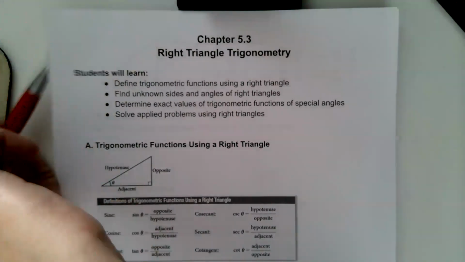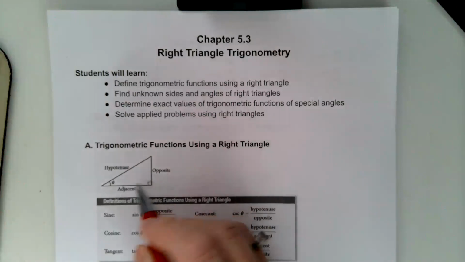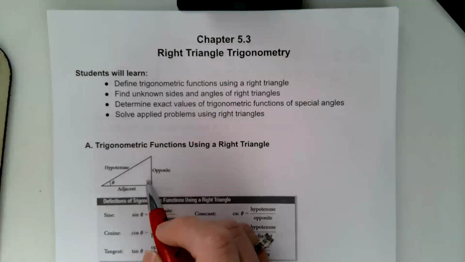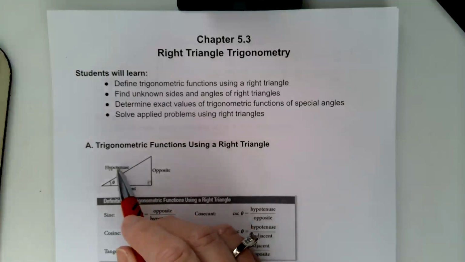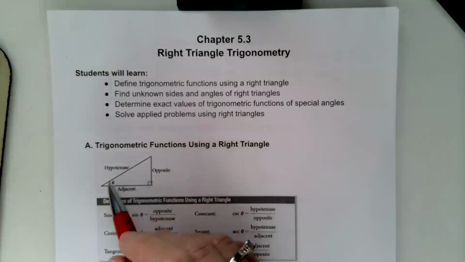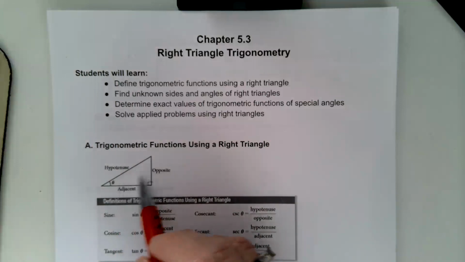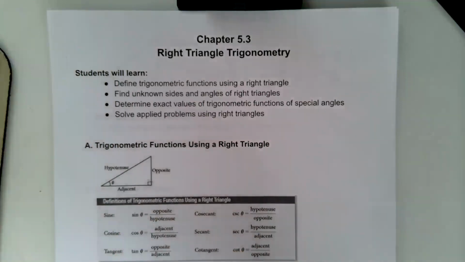So if we have a right triangle, that right angle is noted here with a square. The side opposite the right angle is always called the hypotenuse. The side next to the angle of reference, theta here, is always called the adjacent side, and the side opposite the angle of reference is called the opposite side. So we have the opposite, adjacent, and hypotenuse.